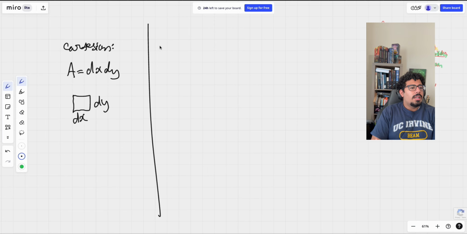But for polar coordinates, it's a bit more complicated. The fundamental area component of polar coordinates is a bit different. In polar coordinates, when you're sweeping through r to find your area element, you're sweeping through r like this, and then you're sweeping through theta like this. So what the fundamental area component looks like is this portion of an annulus.